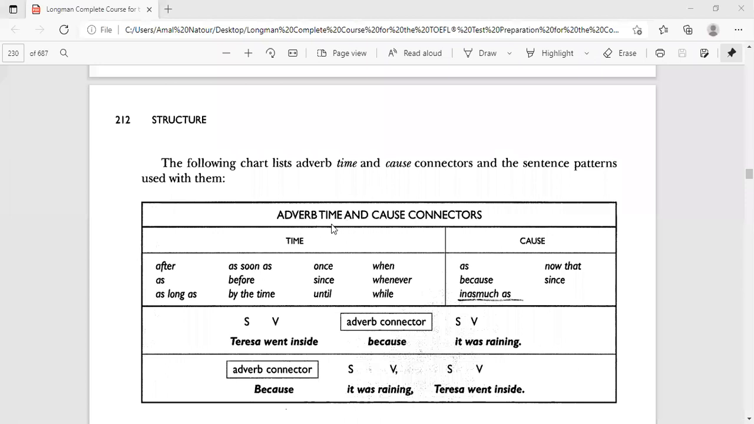What are the adverb time connectors? They are after, قبل, as, حالما, as long as, as soon as, before, by the time, once, since, when, whenever, while. All these are connectors. They are called adverb time connectors. And these are as, because, inasmuch as. This is a word, not three parts. This is just one part. Now that, since. These are called adverb cause connectors.